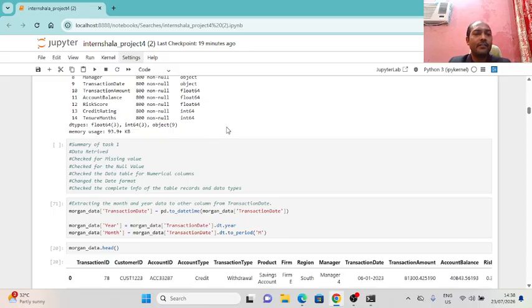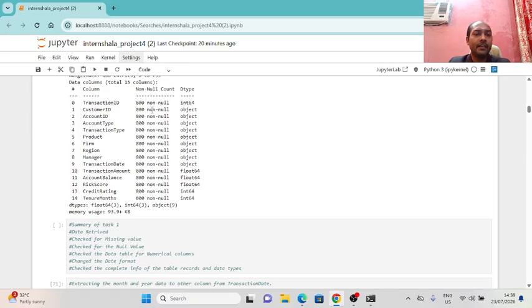And after the calculations, at last I checked for the missing values and null values in this data, then checked the data table for numerical columns, and then changed the date format into the standardized format for the calculation purpose, and then at last we checked the complete info of the table records and the data types here.